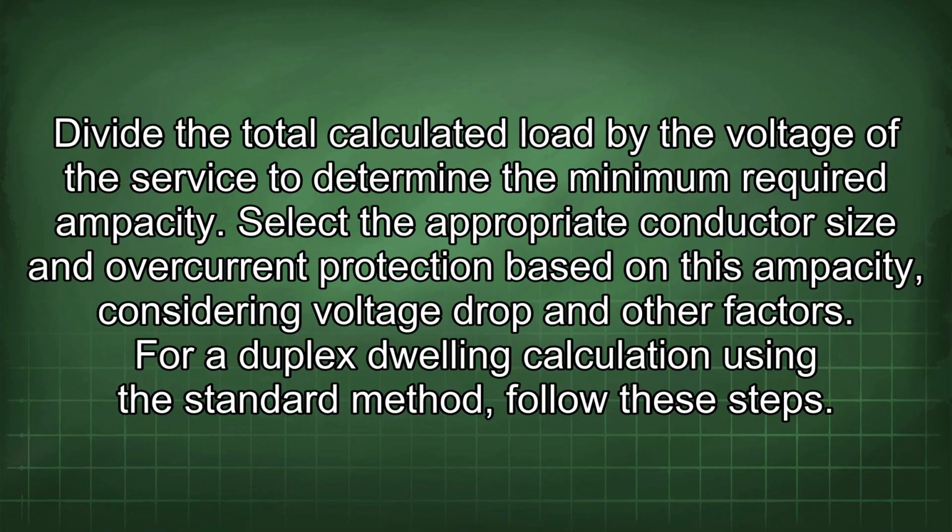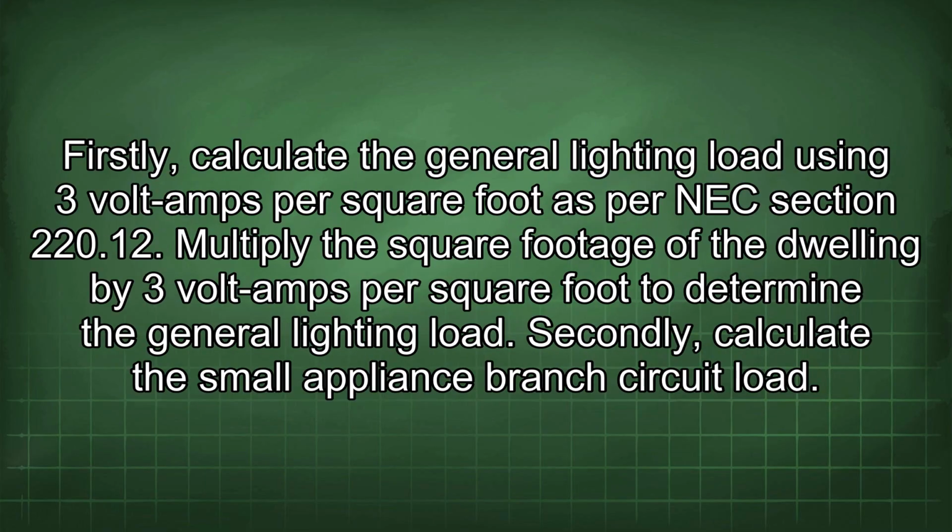For a duplex dwelling calculation using the standard method, follow these steps. Firstly, calculate the general lighting load using 3 volt-amps per square foot as per NEC section 220.12. Multiply the square footage of the dwelling by 3 volt-amps per square foot to determine the general lighting load.